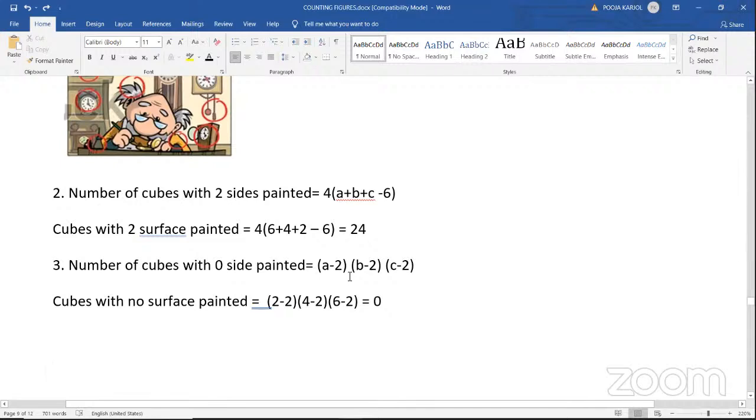Next, find the number of cubes with 0 sides painted. The formula is (a minus 2) into (b minus 2) into (c minus 2). If any one of them is 0, the answer is 0. So one of the dimensions is 2, you'll take it as c, you can take it as anything. 2 minus 2 is 0, yeah?